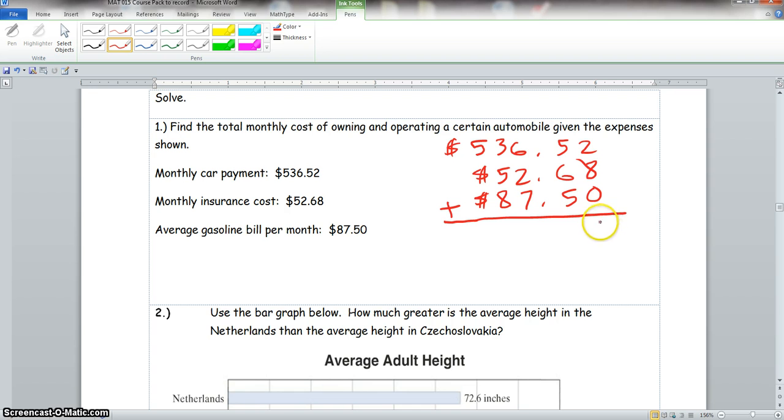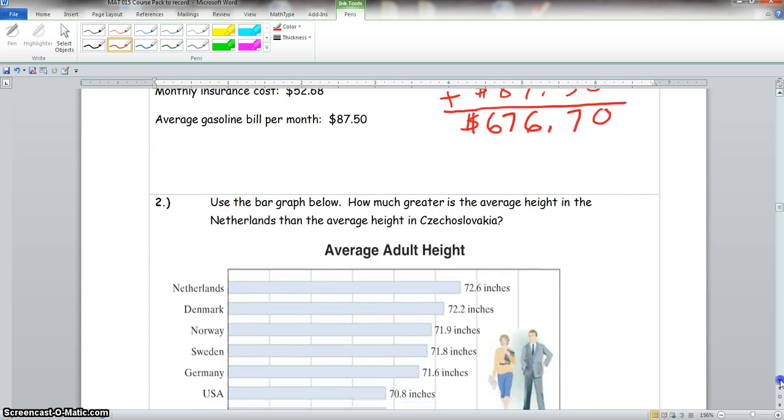2 plus 8 is 10, plus 0 is still 10. Bring down your 0, carry your 1. 1 and 5 is 6, plus 6 is 12, plus 5 is 17. Bring down your 7, carry your 1. 1 and 6 is 7, plus 2 is 9, plus 7 is 16. Bring down your 6, carry your 1. 1 and 3 is 4, plus 5 is 9, plus 8 is 17. Carry your 1. 1 and 5 is 6, so it's $676.70.